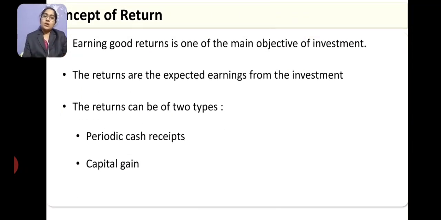Now let's go to the concept of return and risk. As I told, one of the major objectives of investing is to earn a return.